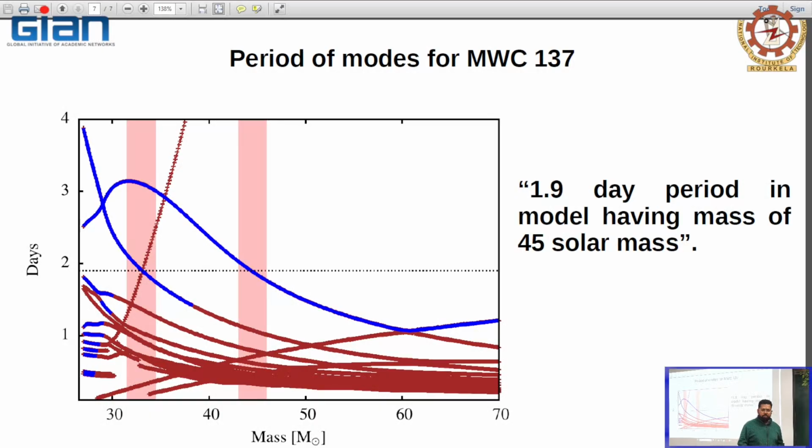In our models of MWC 137, if we believe that the variability of this star is being caused by the pulsation, let's say more precisely radial pulsation, then the mass of the star is likely to be either 45 solar mass or 33 solar mass. And once we have some idea about the non-linear numerical simulation, maybe we'll be in a position to comment on which one is going to be the more plausible mass. But we see that 45 solar mass is supposed to be the typical mass for this star MWC 137. So in this way, if you have the information about the oscillation of the star, you can also constrain up to a certain extent the fundamental parameters such as mass for the given star.